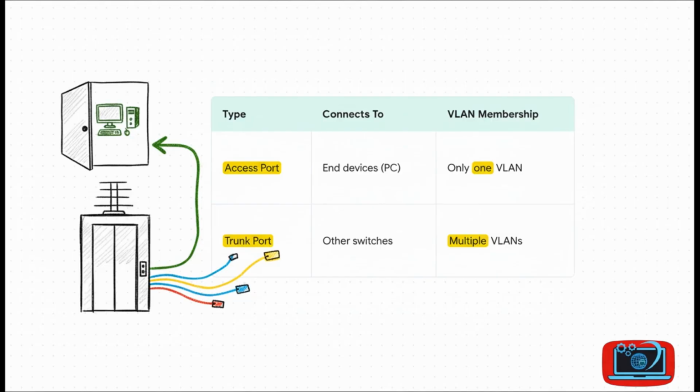Then you have the trunk port. This is like the building's main elevator. It's a special, high-speed connection, usually between switches, that's designed to carry all the tagged traffic for all the different VLANs at the same time.